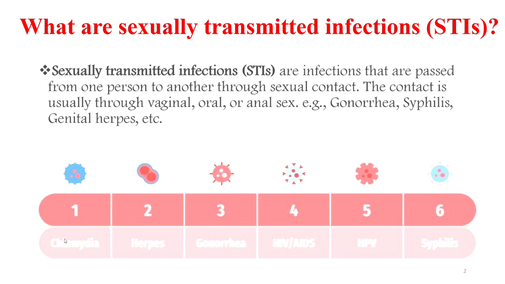First of all, we have to know the definition of sexually transmitted infections, although the term is self-explanatory. Sexually transmitted infections are infections that are passed from one person to another through sexual contact. The contact is usually through vaginal, oral, or anal sex. Here are some examples of STI, such as Chlamydia, Herpes, Gonorrhoea, HIV or AIDS, HPV, and Syphilis.